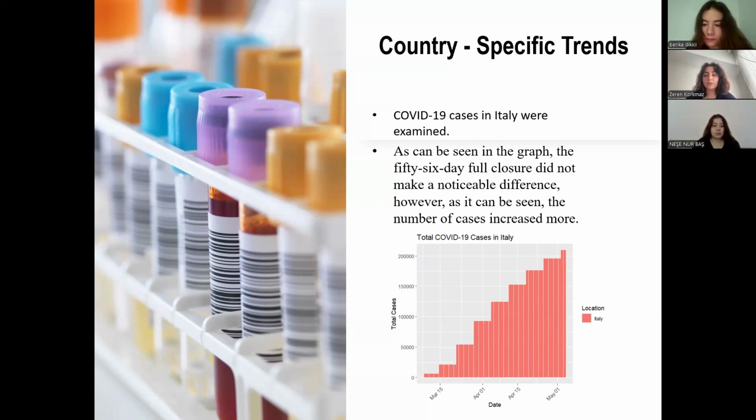This chart of cases from March 9, 2020 to May 4, 2020 helped us comprehend the effects of the full lockdown. And as can be seen in the graph, the 56-day full closure did not make a noticeable difference. However, as can be seen, the number of cases increased even more.